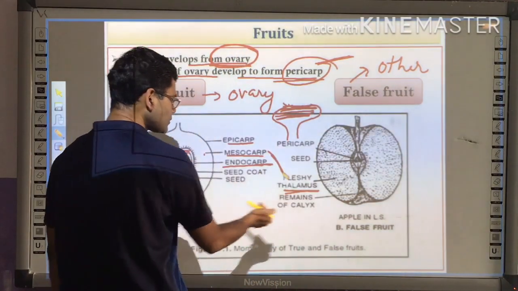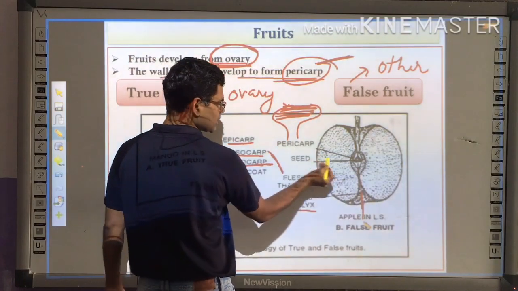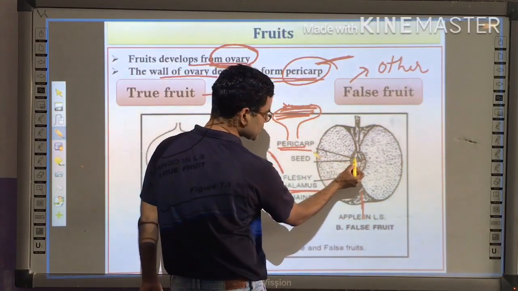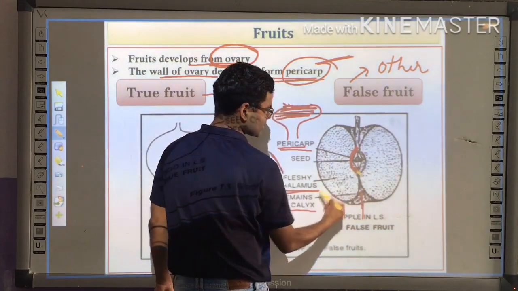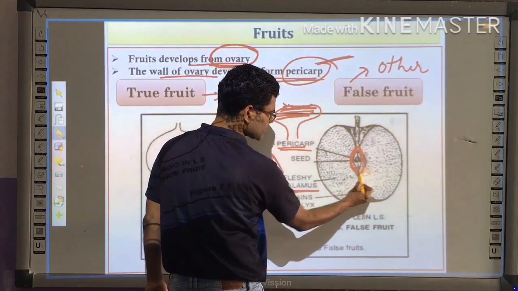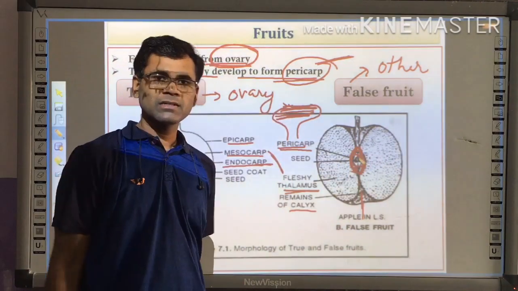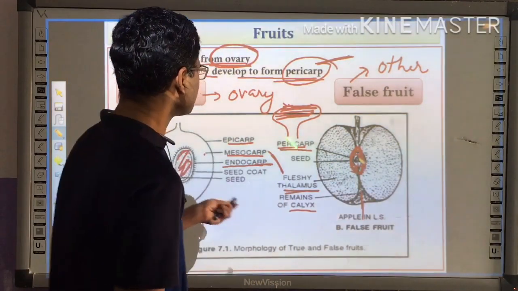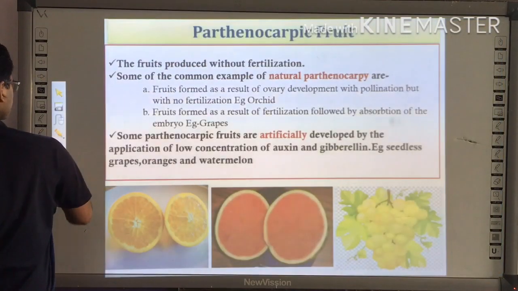Right. Okay. And this is the calyx. One tip: here it is the seed, so the pericarp is present. This one is the pericarp, the waxy one. And in the center of that you will find the seed, as you often find in the apple. Right. So this is a simple comparison between true and false fruits.